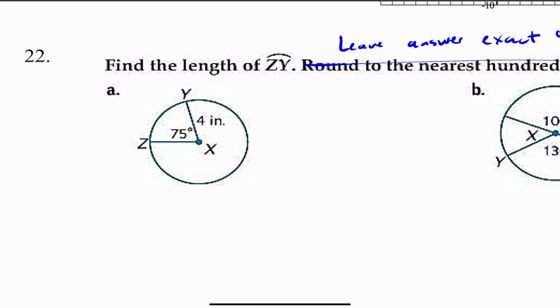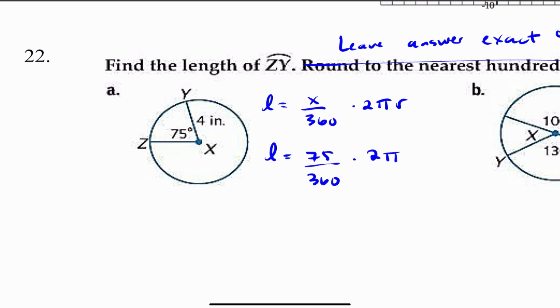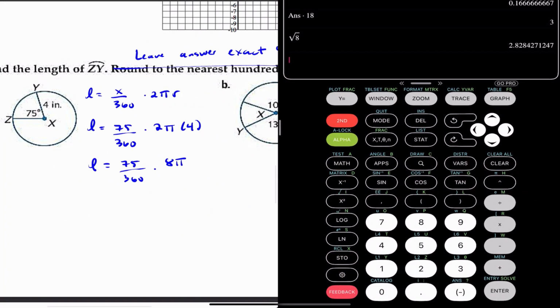Your formula or your equation is L equals x over 360 times 2 pi r. So L is equal to the central angle, which is 75, over 360 times 2 pi, your radius, which is 4. So L equals 75 over 360 times 8 pi. This is where I'm going to get my calculator out. Input 75 divided by 360, and then multiply that by 8. Math, enter, enter. So L equals 5/3 pi.